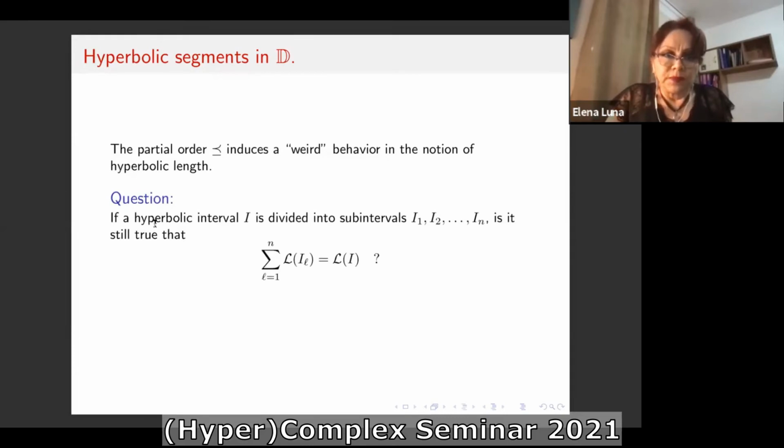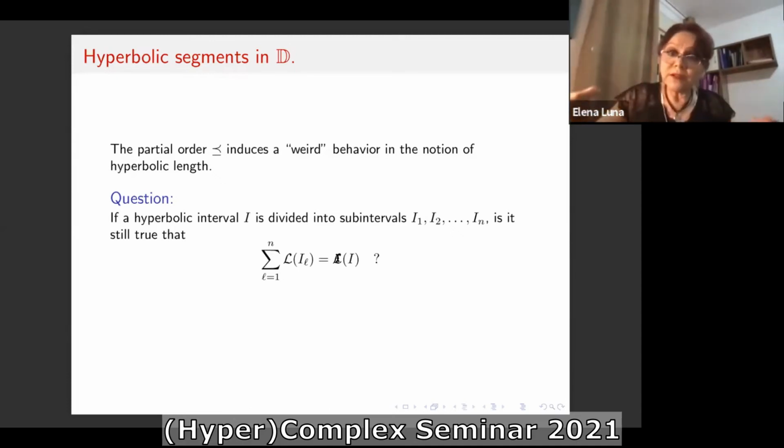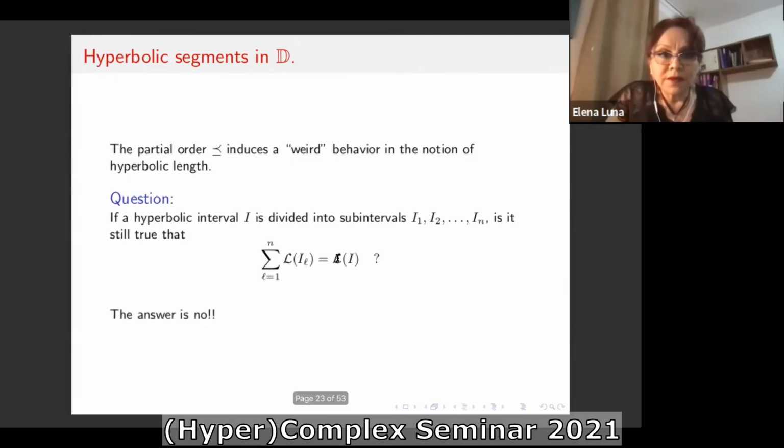This is a question. If I have a hyperbolic interval I, and I subdivide it into subintervals I1, I2, ..., In, what should I expect? That the sum of the lengths of the subintervals will give me the length of the total interval, right? And it happens that our definition of length of interval does not behave well with this idea. So the answer to my question is no. And here is an example.